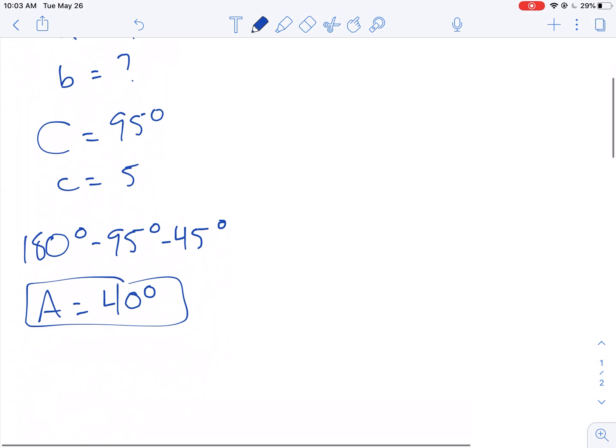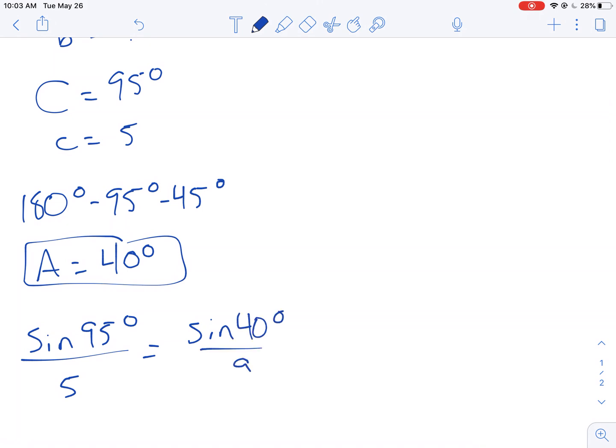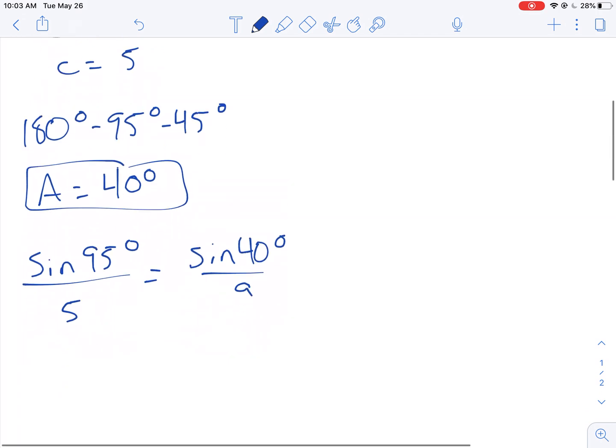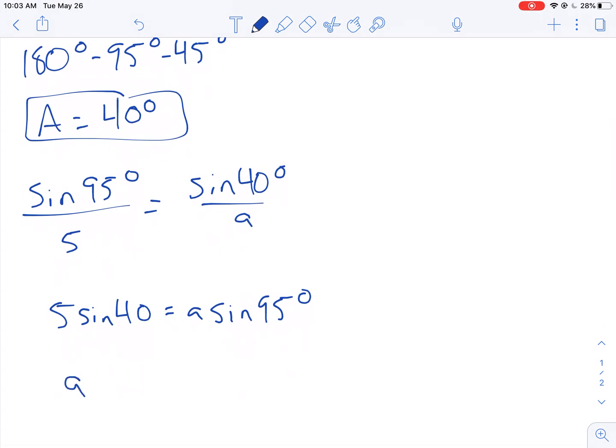So I'll start off with A. The sine of 95 degrees over 5, because I know that my side length C is 5, is equal to the sine of 40 degrees over some random side length A right now. 5 times the sine of 40 is equal to A times the sine of 95 degrees. And then A will be equal to 5 times the sine of 40 divided by the sine of 95.